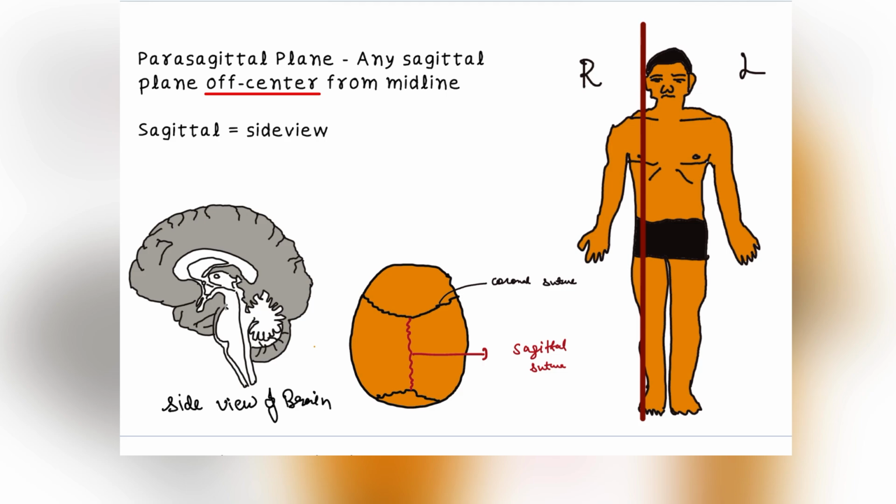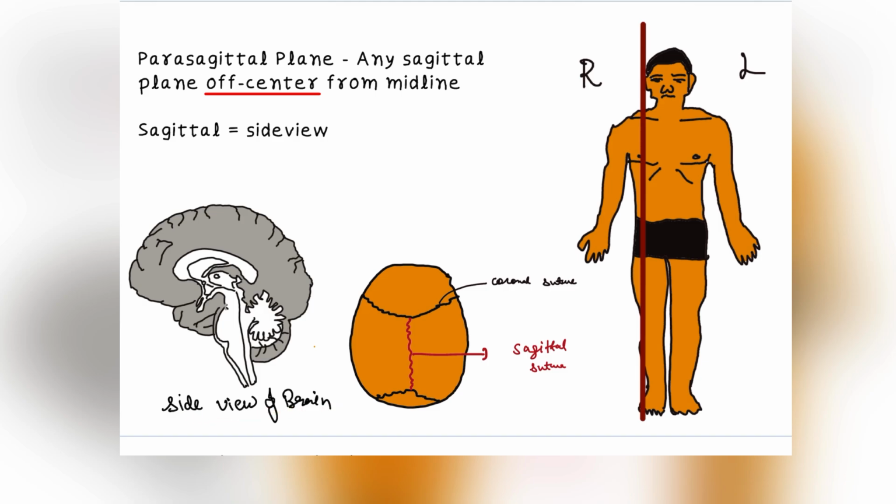And one thing to remember, we can easily remember the sagittal plane as the side view. This means when we see from the side, we get the sagittal view. For example, when we cut the patient from here, this is the side view of the brain. This is the sagittal section of the brain.